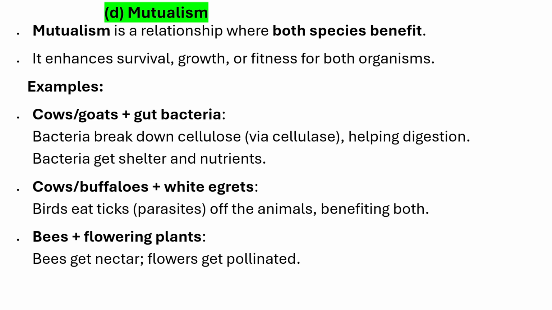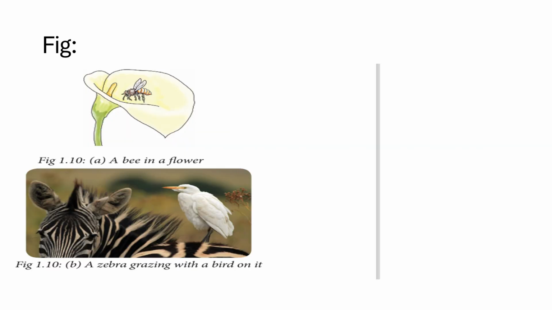Bees and flowering plants: the bees get nectar and the flowers get pollinated. You see here it's a mutualistic relationship between bees and flowers. White egrets and this zebra grazing.